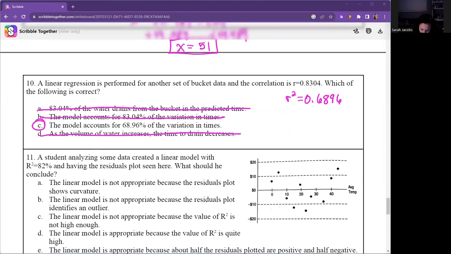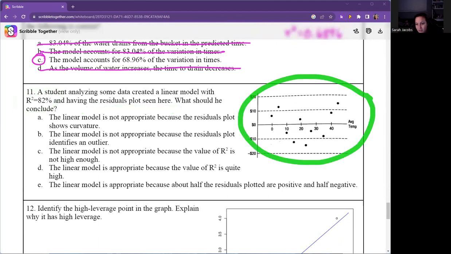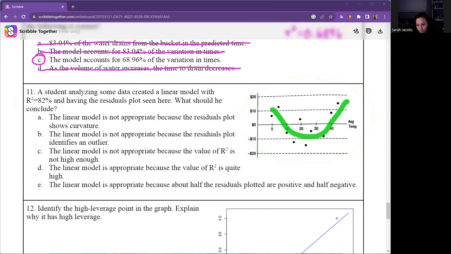Okay, almost there. A student analyzing some data created a linear model with r squared equals 82% and having the residuals plot seen here. What should he conclude? Looking at this residuals plot, I see a bit of a curvature here. It's not crazy, but if I just look at it for a moment, I see a curve in there. So right away, I'm going to say the linear model is not appropriate.